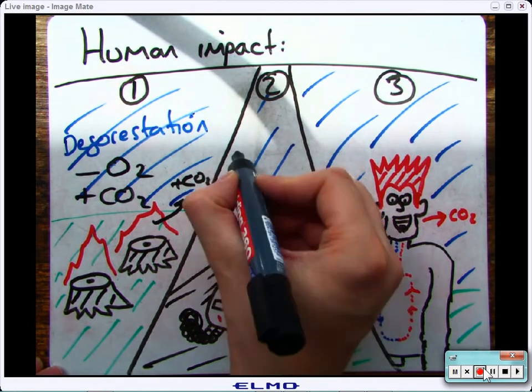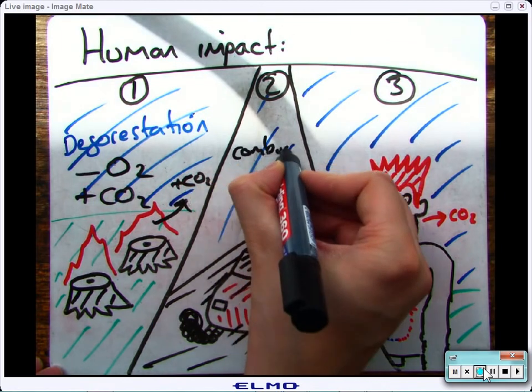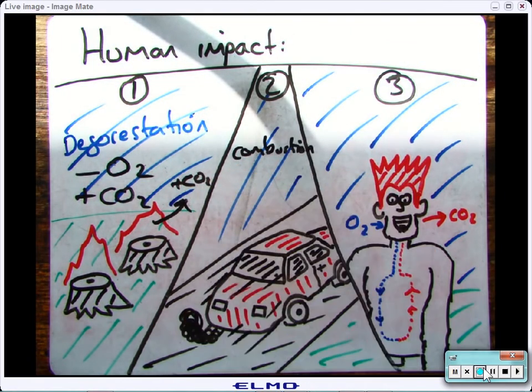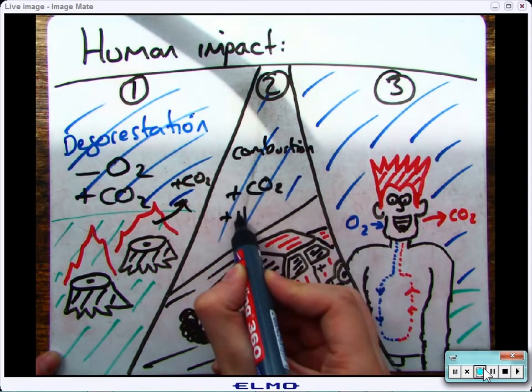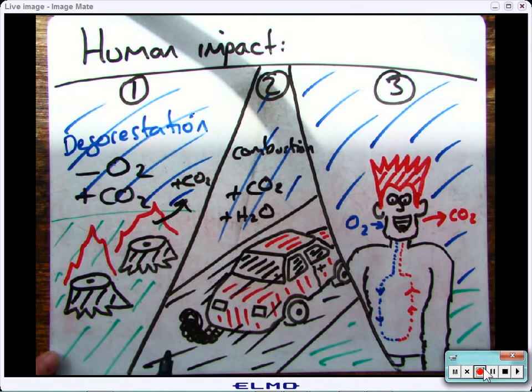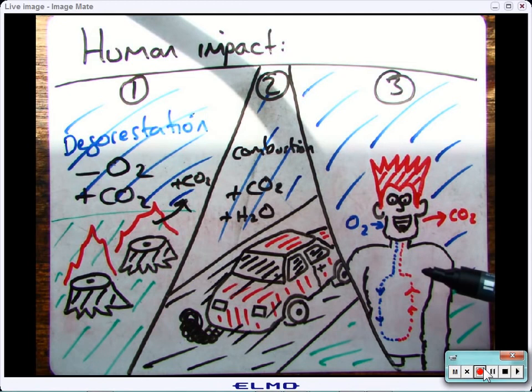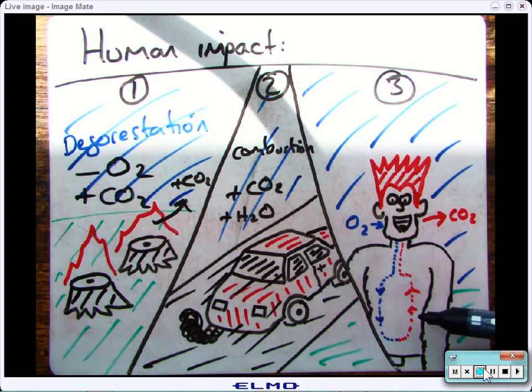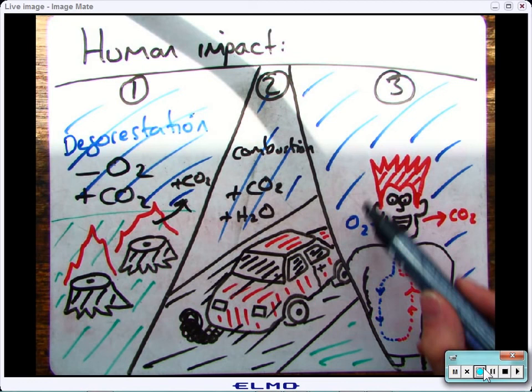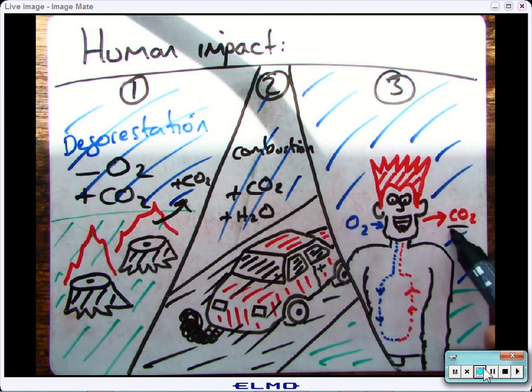The second one is combustion. Burning our fossil fuels is adding carbon dioxide and water vapour. So that could be driving cars, power plants, and so on. Then the final one is respiration. Now this can be from microorganisms that are breaking down and decaying dead animals and plants, or it could be just us breathing in and breathing out. The more humans there are, the more oxygen we're taking in, and the more carbon dioxide we're giving out.